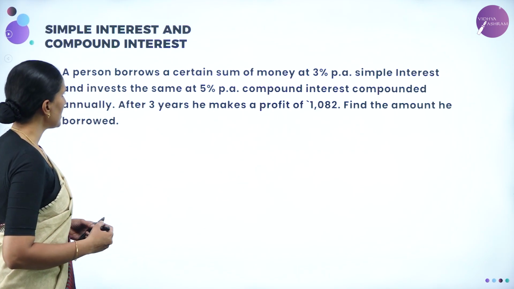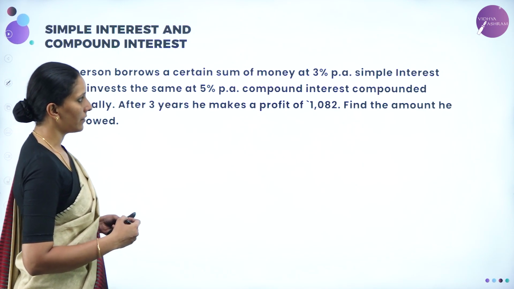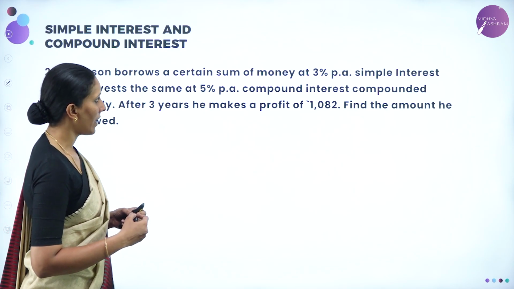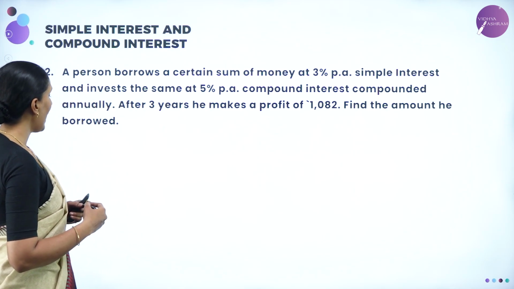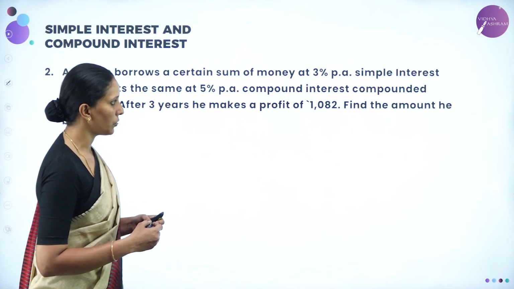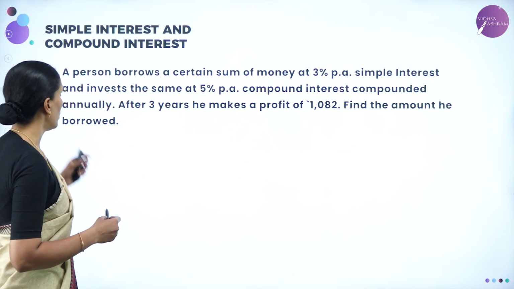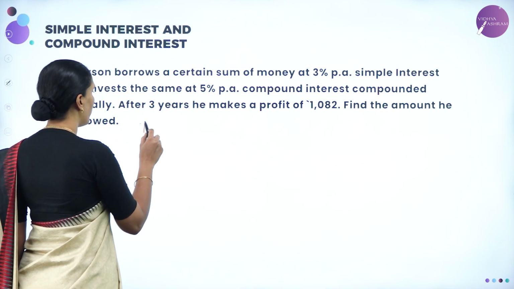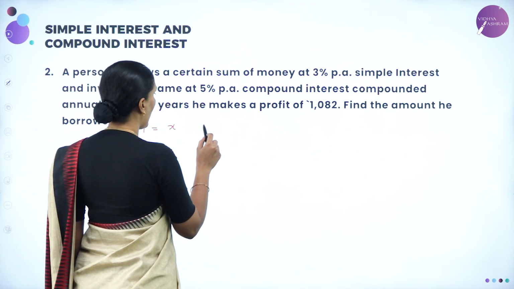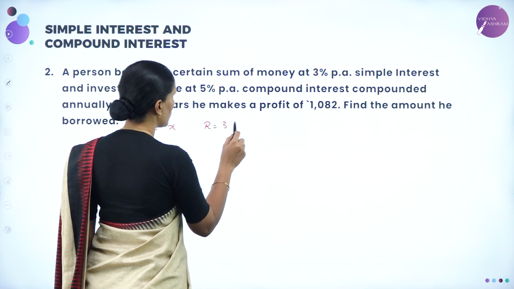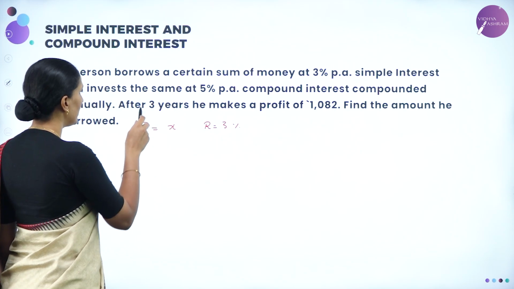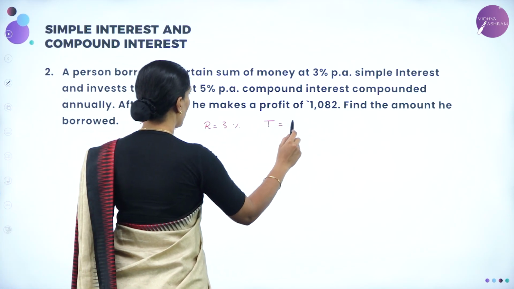Next question. A person borrows a certain sum of money at 3% per annum simple interest and invests the same at 5% per annum compound interest, compounded annually. After 3 years, he makes a profit of 1,082. Find the amount he borrowed. So, let the principal of the amount which he borrowed be X. So, that amount at the rate of interest 3%. We need to calculate the simple interest for 3 years here. So, therefore, time is equal to 3 years.